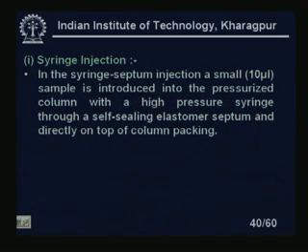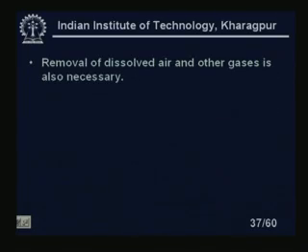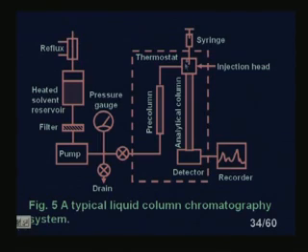In syringe septum injection, a small sample, say 10 microliters, is introduced into the pressurized column with a high pressure syringe through a self sealing elastomer septum and directly on the top of the column packing. As already discussed, the smaller the amount, the better the peak. It is to be given on the top of the column packing. If you look at the figures, you see the syringe at the top of the column packing, where we are injecting.